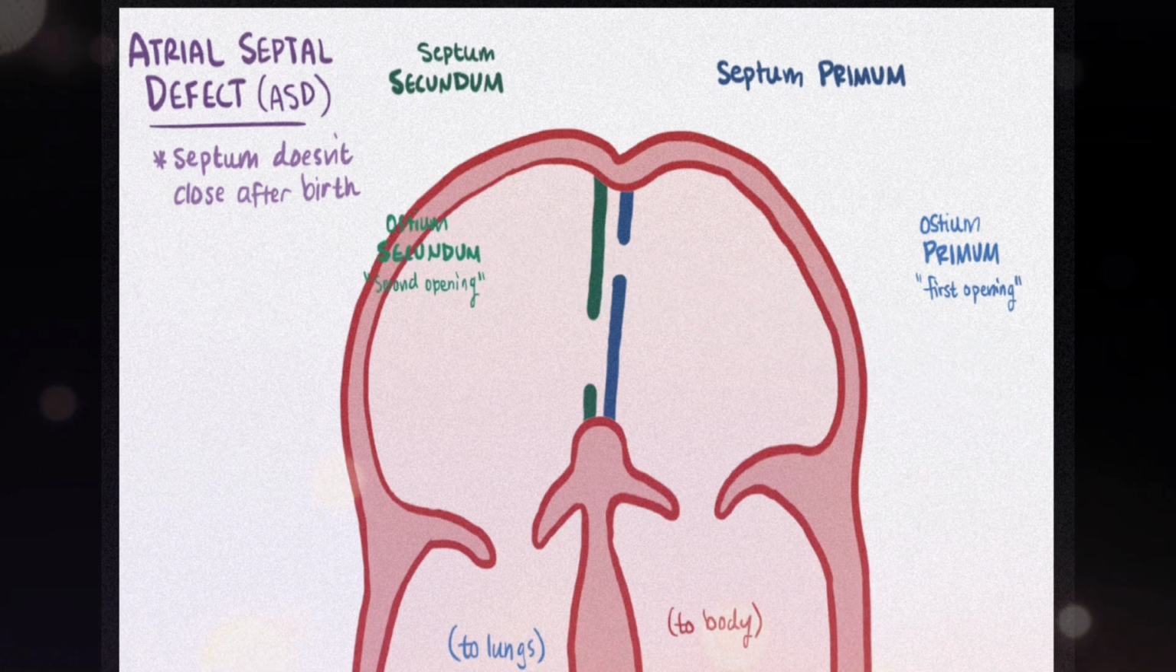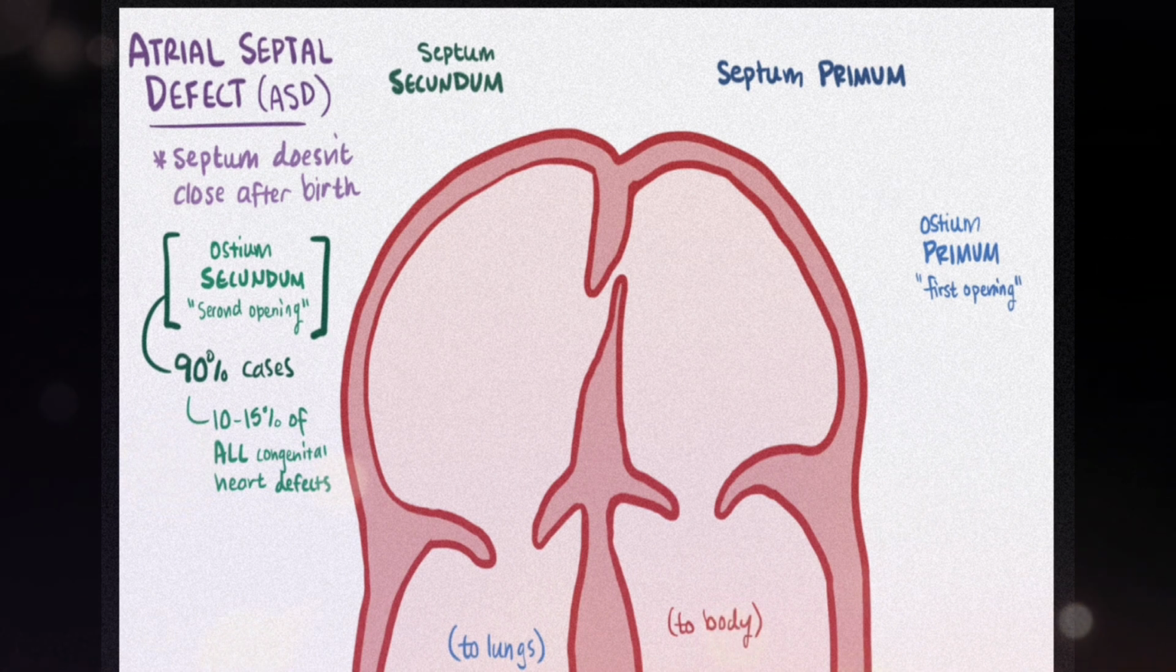About 90% of ASD cases are due to the ostium secundum. In other words, the septum secundum doesn't fuse with the septum primum, and therefore the foramen ovale doesn't close quite right. This actually accounts for about 10 to 15% of all congenital heart defects and is the most common congenital heart defect in adults.